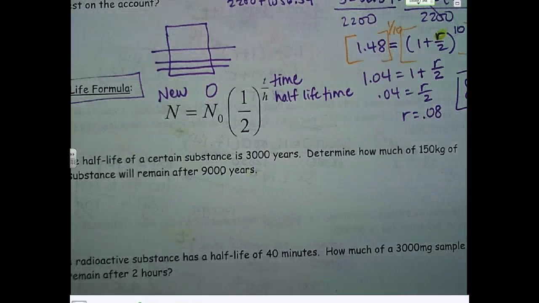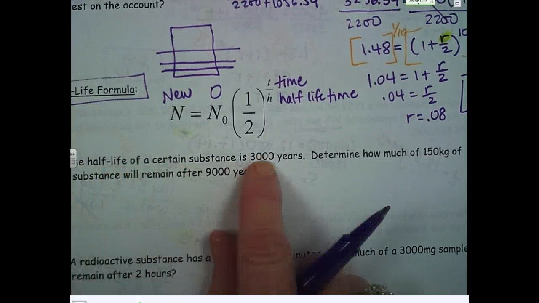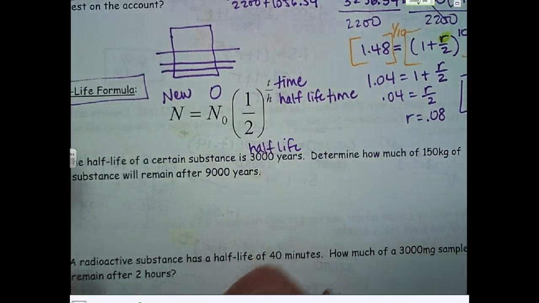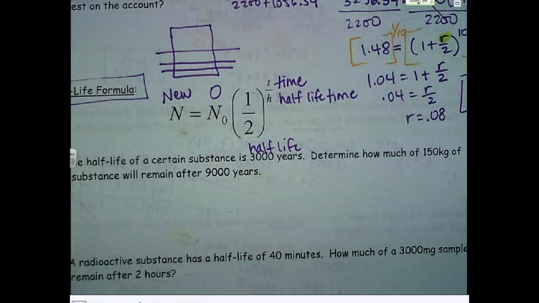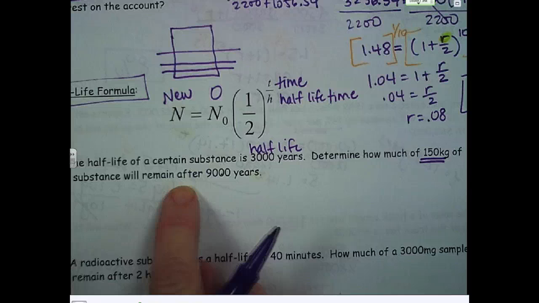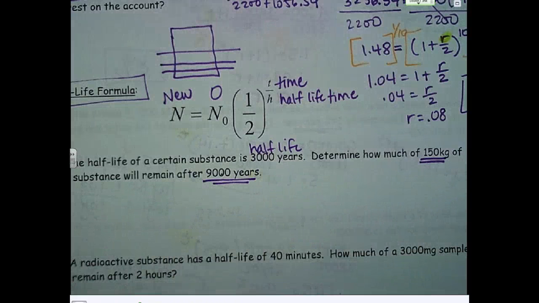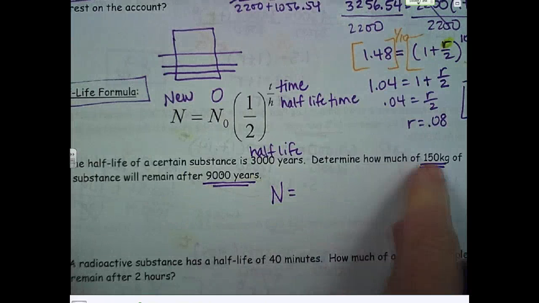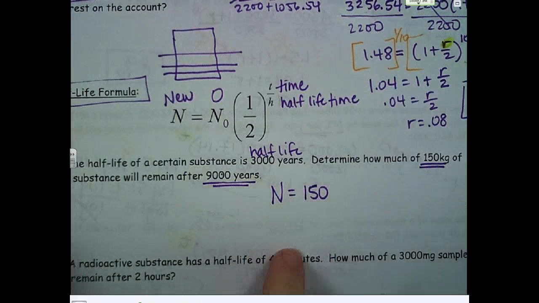So read the problem. The half-life of a certain substance is 3,000 years. So here's the half-life. Wow, that's a long time, guys. In other words, it takes 3,000 years for half of it to be decayed. Okay? Determine how much of 150 kilograms of substance, that would be the original, right, will remain after 9,000 years. Okay, so we don't know the new amount. That's what I'm asking. What's the new amount? If the original amount was 150, use your formula.